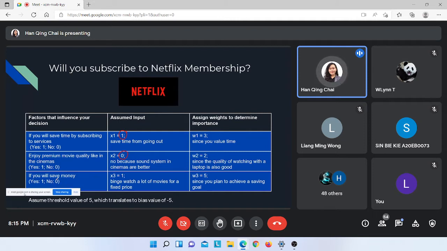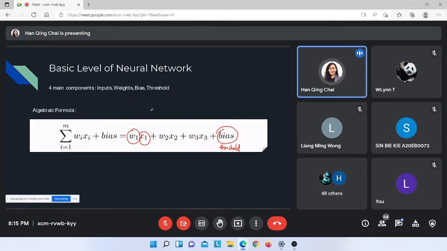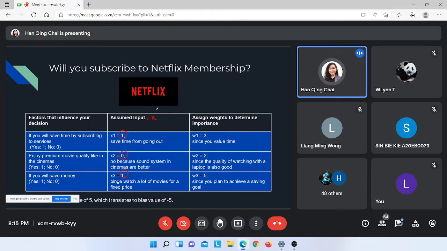Because Netflix really helps you to save money. You binge watch a lot of series, movies, anime at a fixed monthly subscription price, right? So it's also a 1. Actually all these assumed inputs here are the X values that we saw earlier in this algebraic formula, the algebraic formula for the neural network representation. So all of these are called X.